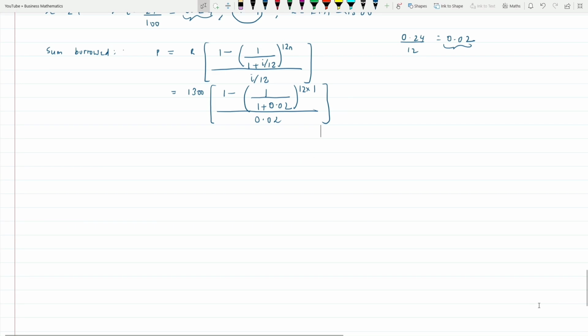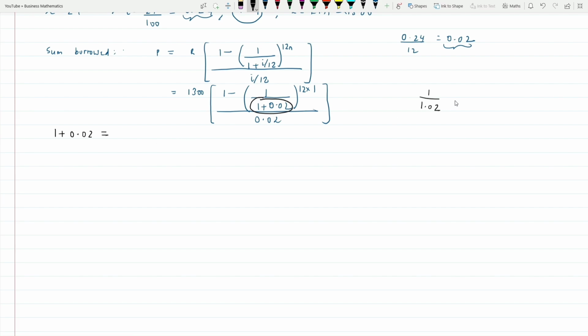This complex calculation can be performed in one go on your calculators. For that, you need to do the following series of keys. So we will begin with the denominator. The denominator is 1 plus 0.02, hit equal to. After hitting equal to, we need to find out 1 upon 1.02.